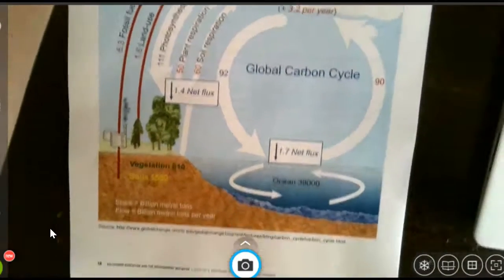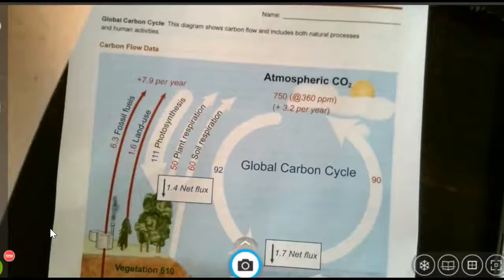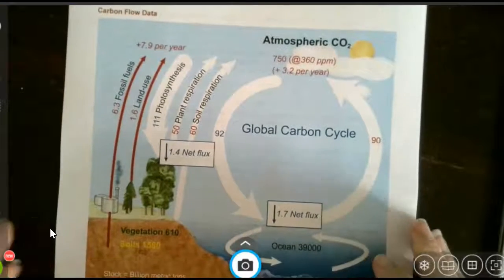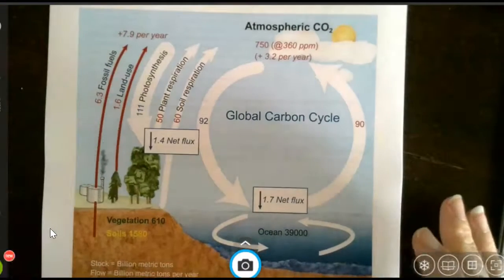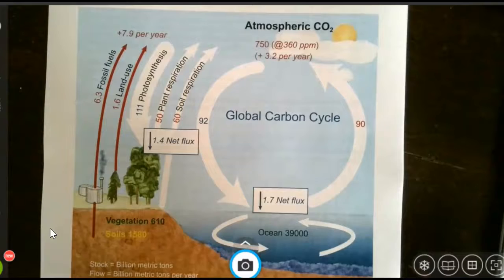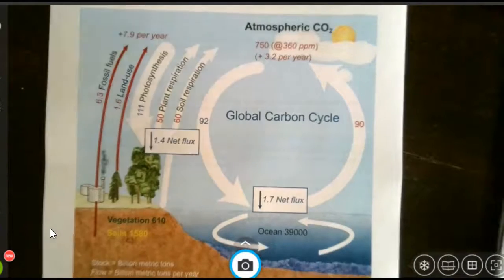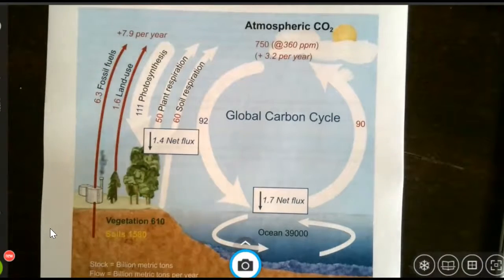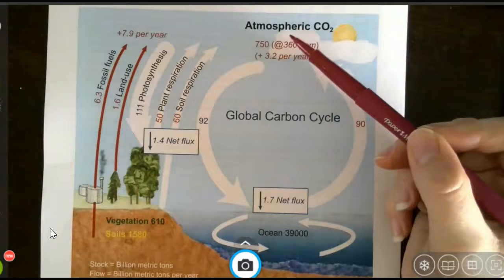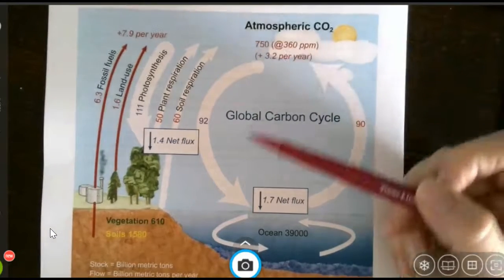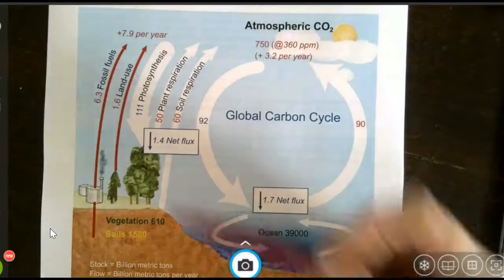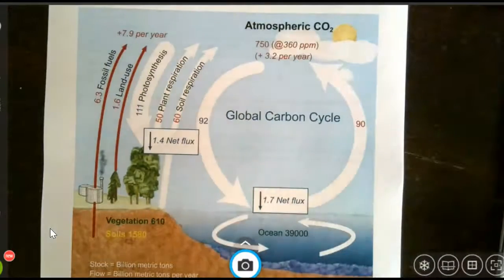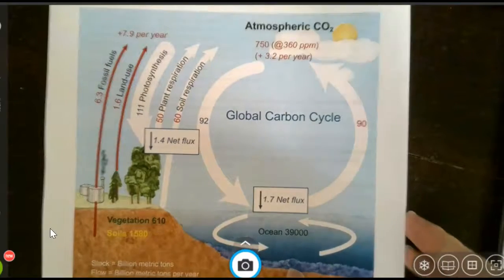I'm going to make this a little taller so you can see the whole thing. It's not quite working out as well as I had hoped. Sorry about that. Okay, so here's our carbon cycle, and we have all of our amounts of carbon going into and out of different spheres. Mostly what we're looking at is in and out of the biosphere and geosphere, into the atmosphere, and into and out of the oceans, which is your hydrosphere.